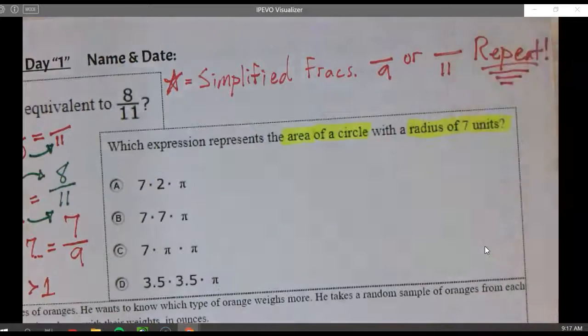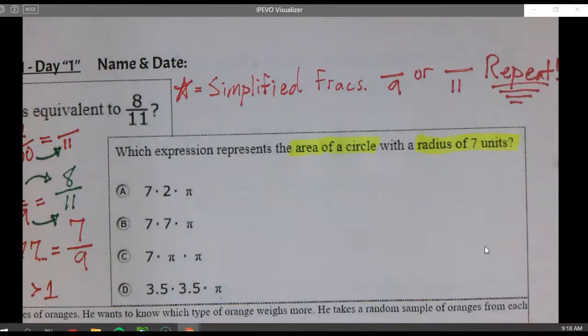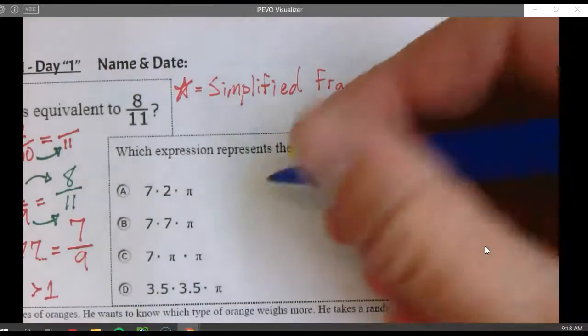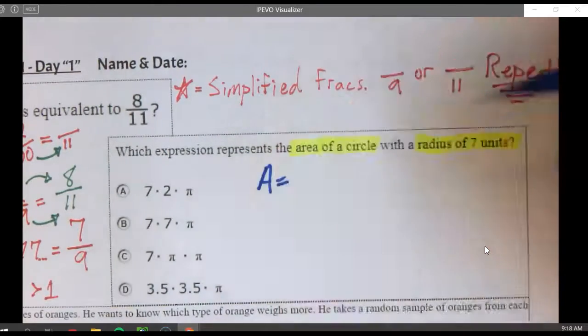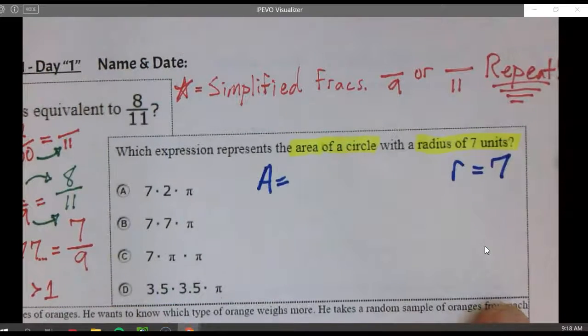Radius of 7. Now, guys, when we keep working on these practice tests, we're going to go over how you can highlight things and use those screen tools. You can also write this down. You're going to have scrap paper. So, guys, what I would write down here is A equals, because we know we're trying to find area, and R equals, and we actually know what the R equals. So I'm going to go ahead and write down R equals 7.